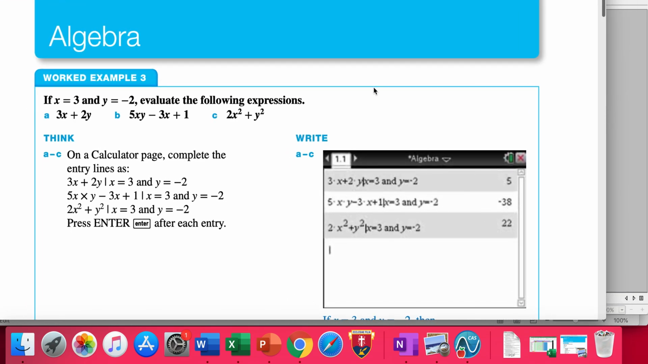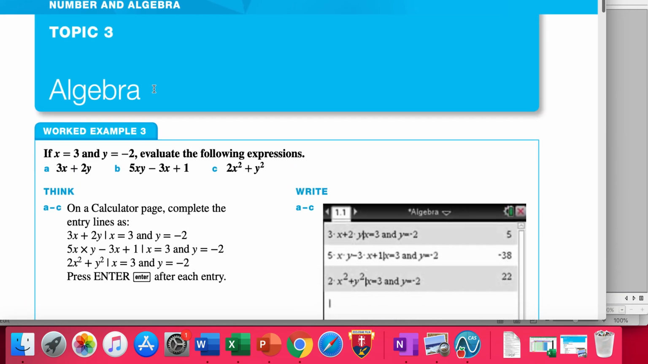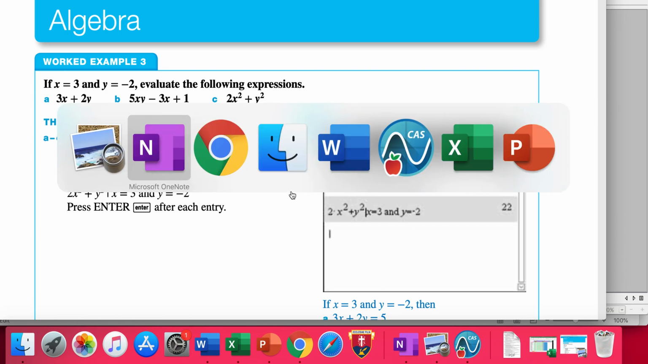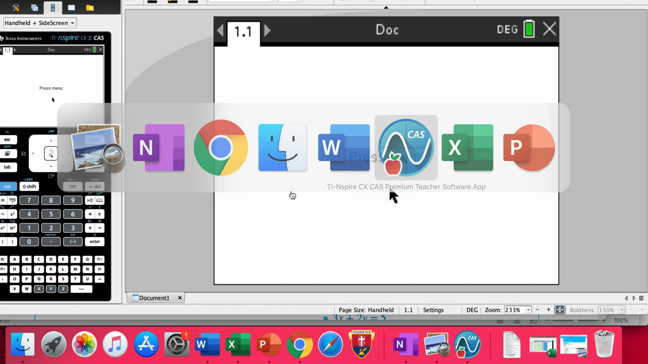The chapter 3, it says topic 3 algebra, and it says in worked example 3, this is worked example 3, and it says if x is equal to 3 and y is equal to -2, evaluate the following expressions. So we are going to do it in our CAS. So this is what I want you to do. I'm going to do exactly the same thing in our calculator. So let's go to our CAS calculator.